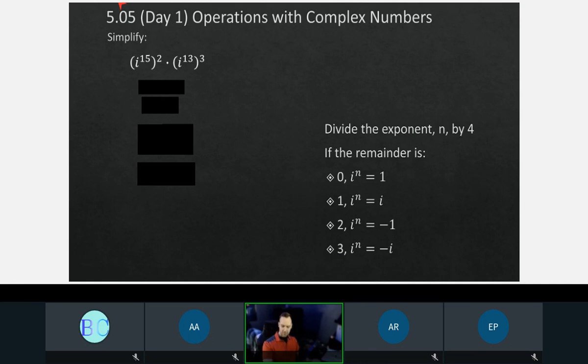Actually, how about this? I'll give all of you 35 seconds to solve this. No, that's not long enough. I'll do a minute. One minute to solve this problem.